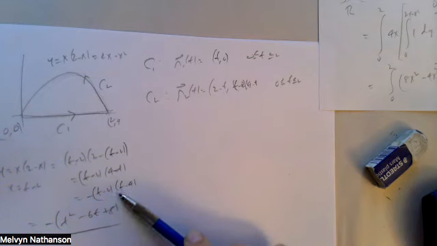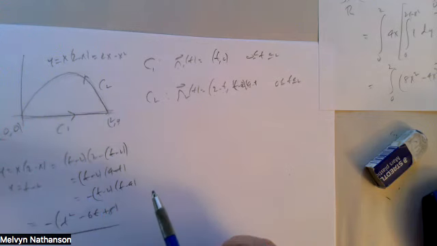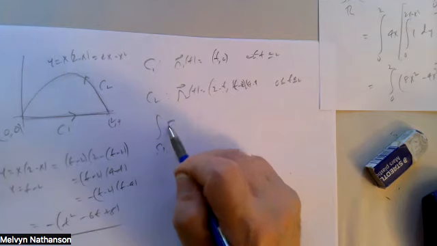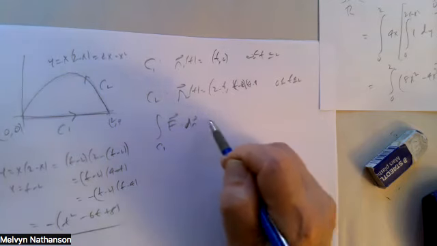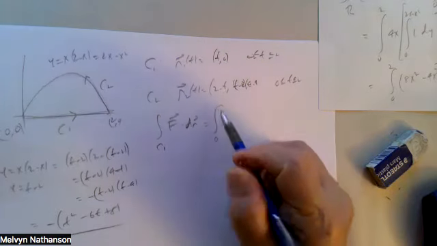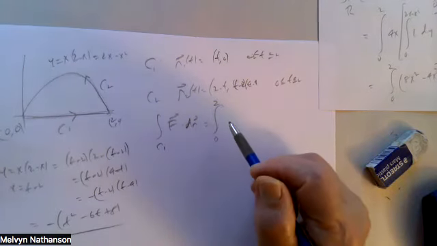So t squared minus 6t plus 8. Okay. So let's compute these two line integrals. The integral along the curve C1 of F dot dr, this is the integral, t goes from 0 to 2.